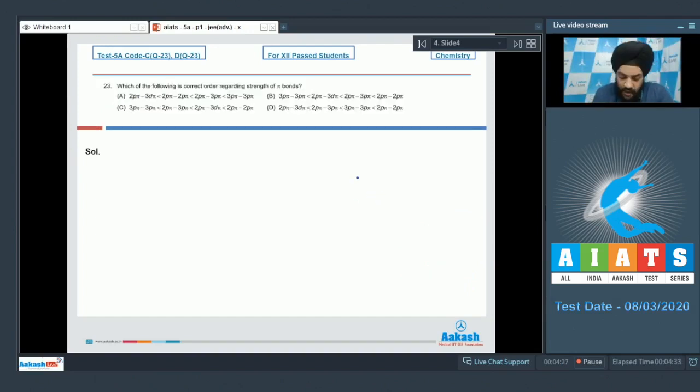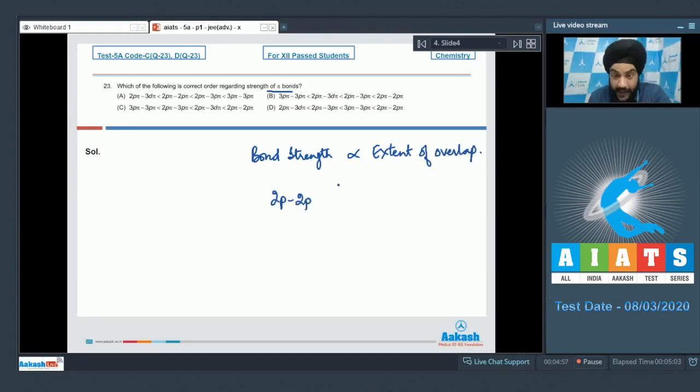Question number 23. Which of the following is the correct order regarding the strength of pi bonds? So students, if we talk about the strength of pi bonds, this depends upon the extent of the overlap. So bond strength is directly proportional to the extent of overlap. So if we talk about the overlap, the extent of 2p2p overlap is greater and it leads to a stronger bond, followed by the 2p3d.